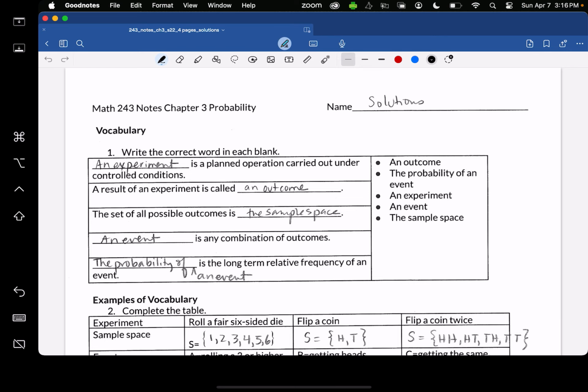We'll just get a little technical here. A result is called an outcome. The set of all outcomes is the sample space. And then an event could be a couple of different outcomes together. And the probability of an event is the long-term relative frequency of an event.